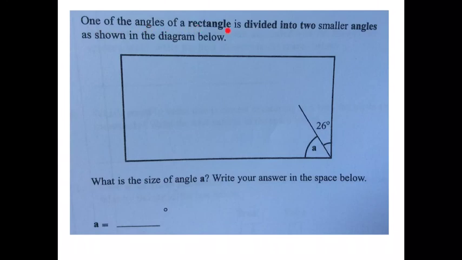One of the angles of a rectangle is divided into two smaller angles as shown in the diagram. What is the size of angle A? Well, we know that the angles in a rectangle are right angles. There's 4 of them. So this is a 90-degree angle. And it's been split in two. So all we've got to do is take our 90 degrees and take away that 26 degrees to work out the size of angle A.